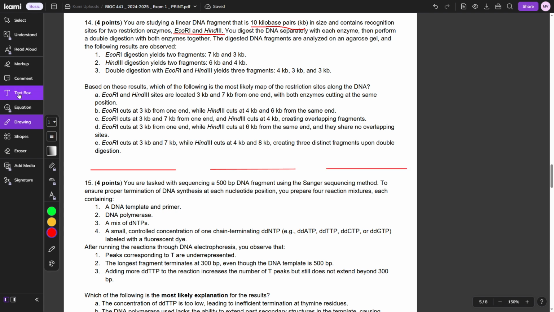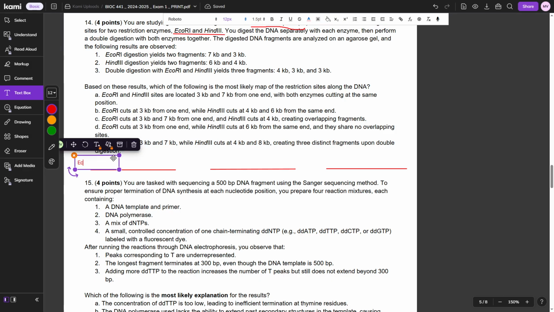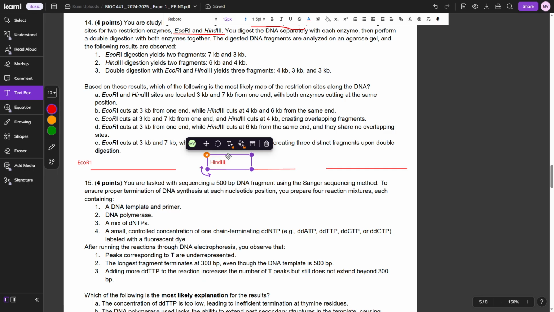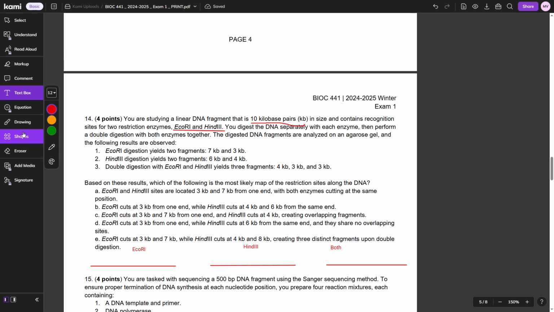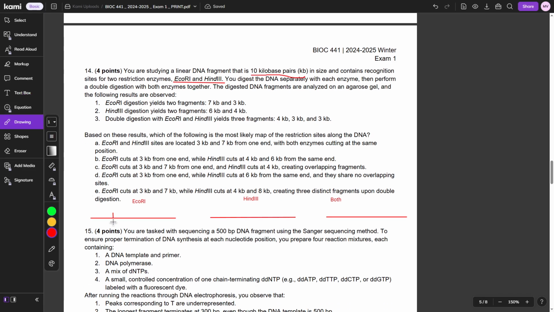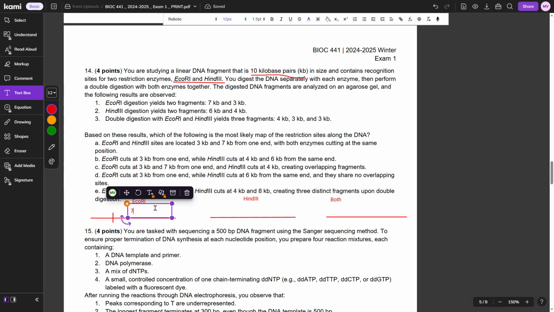So, let's do both. This is EcoRI. This is HindIII. It should be R. It is EcoRI, but I'm going to put the I there because it's the right Roman numeral. And both. Okay, so let's take a look at this. When we do our digestion, we should look at the first one. EcoRI digested into 2 fragments, 7 and 3. Okay, let's just draw a line. So let's put it there. This side's going to be 7. And this side's going to be 3. Cool.